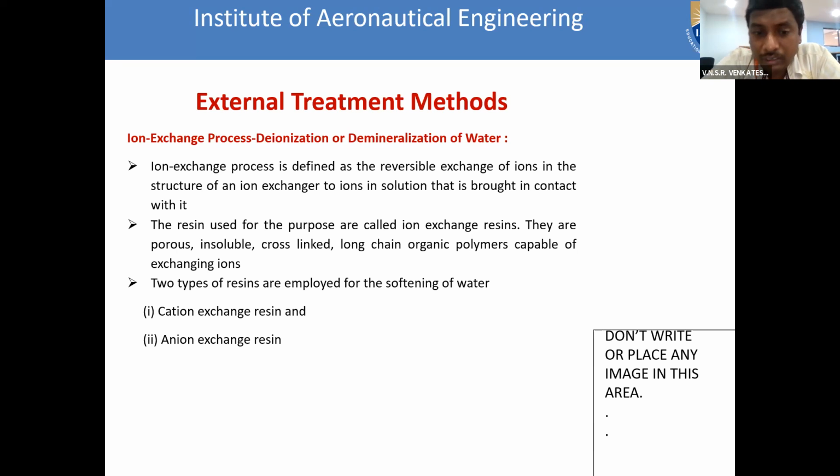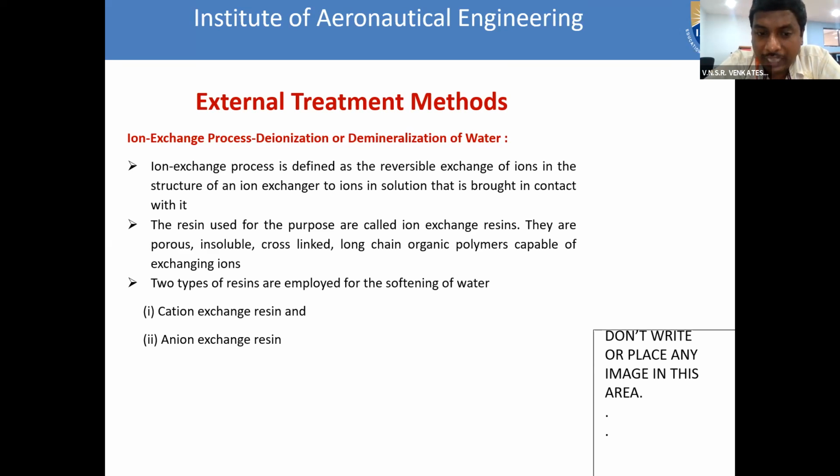First of all, the ion exchange resin has the ability of reversible exchange of ions, that may be either cations or anions. It is a reversible exchange, and that is possible because of the structure of the ion exchanger. The ion exchanger is in contact with the solution of the sample of water, and it can exchange both cations and anions.